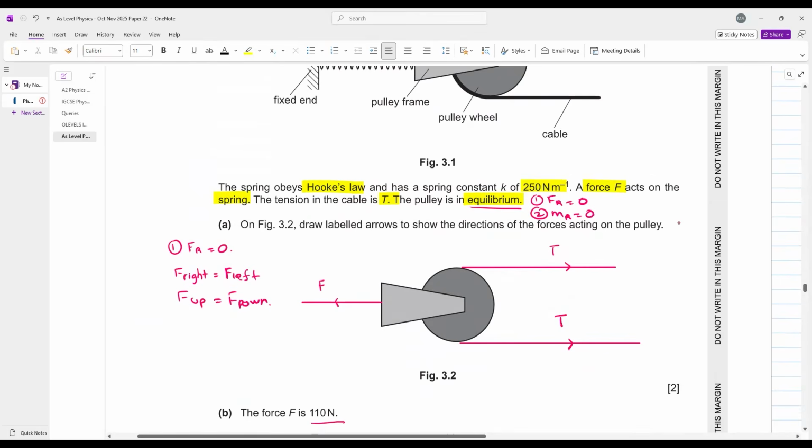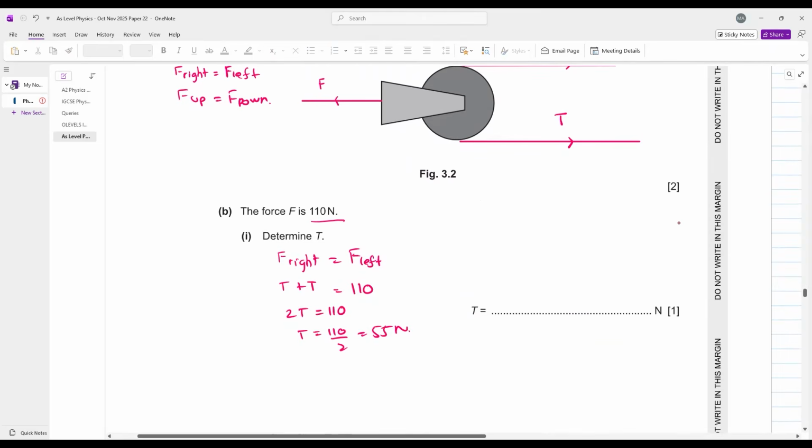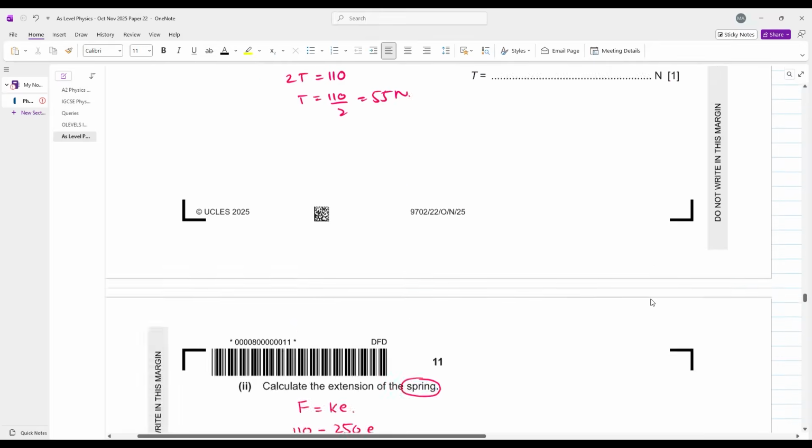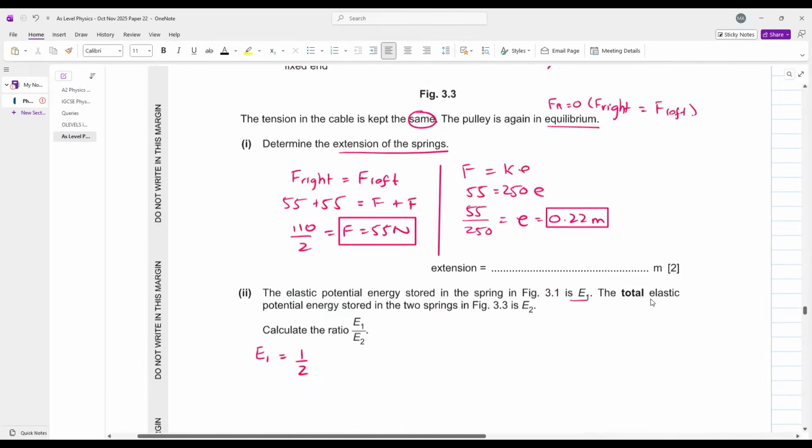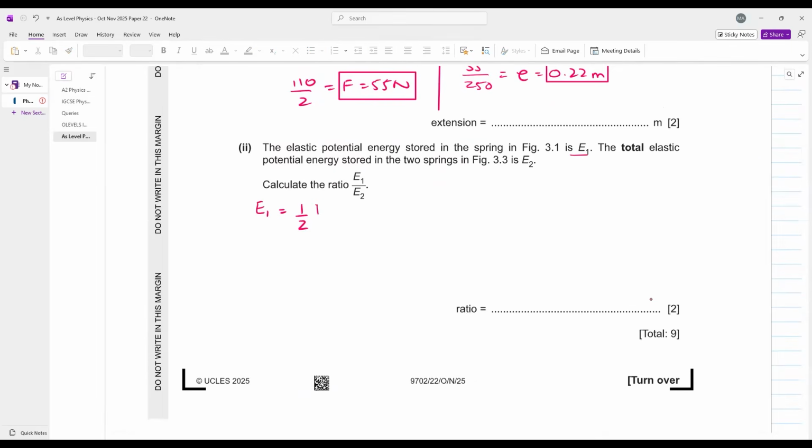What is the value of K? 250. Actually, let's use this formula instead. What is the value of force? 1110. What was the value of extension? 0.44. So, one upon 2 F e, what will be the energy stored in the first spring? One upon 2 into the value of force, what is it? What was the force applicable on the spring? 1110. What is the extension? 0.44. Can you calculate E1?